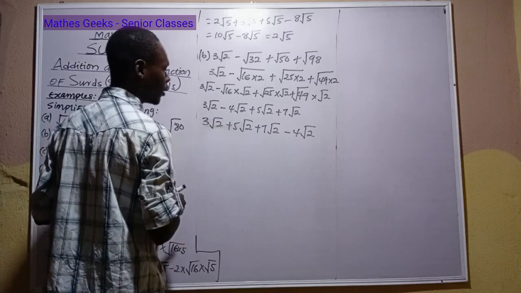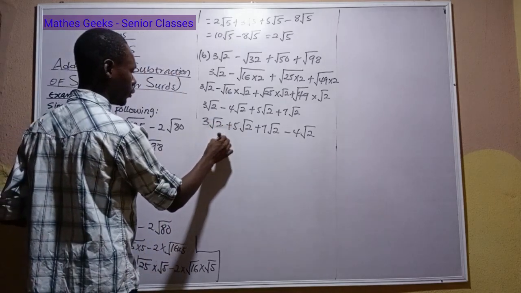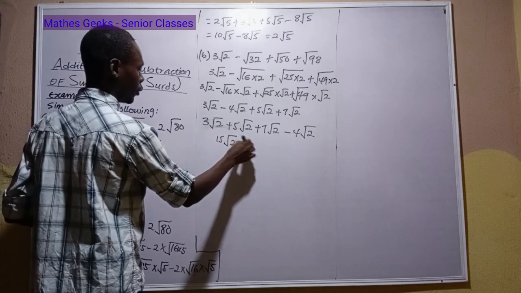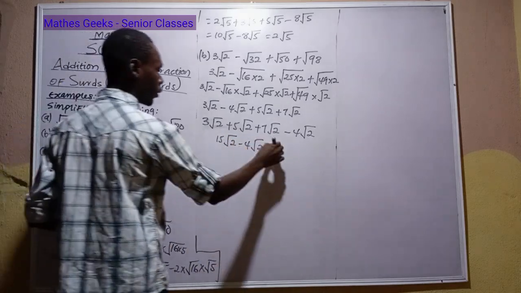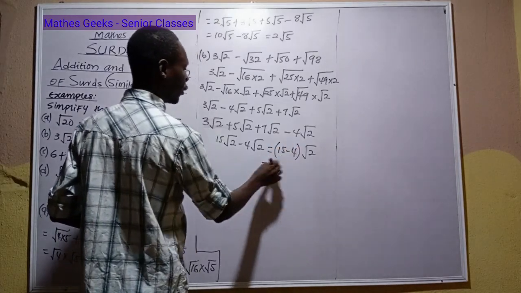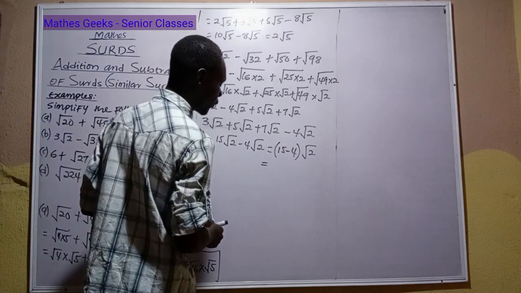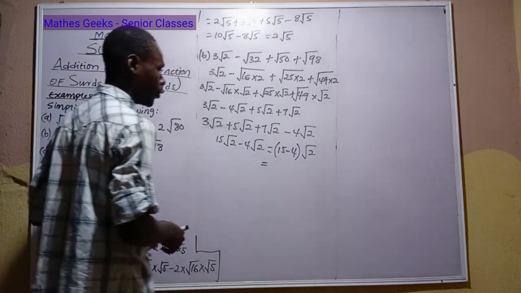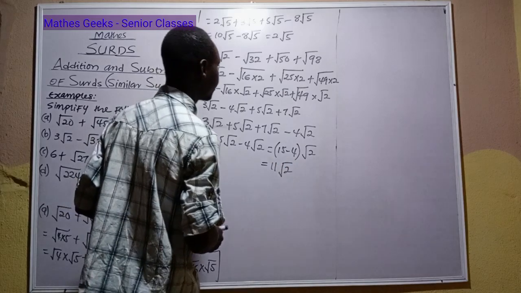3 plus 5 is 8, 8 plus 7 will give me 15. So that will give me 15 root 2 minus 4 root 2. 15 minus 4 will give me 11 root 2.